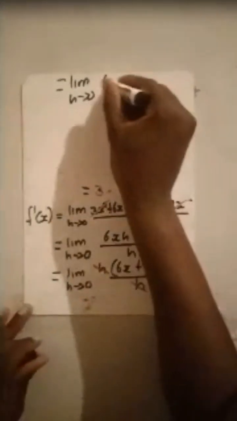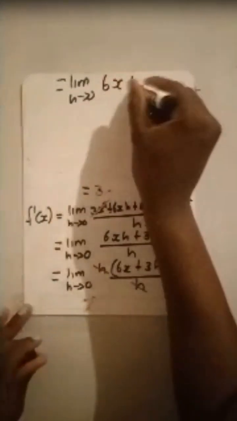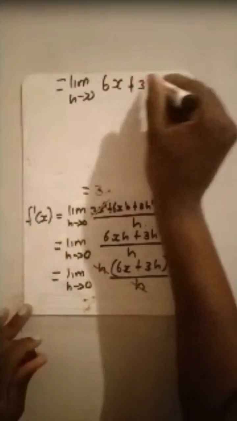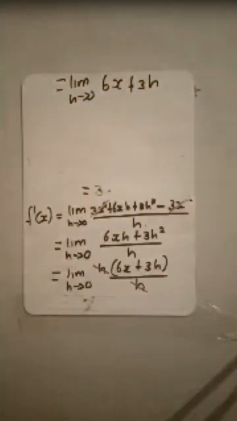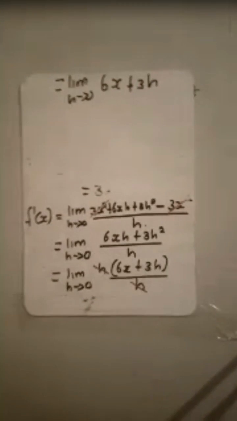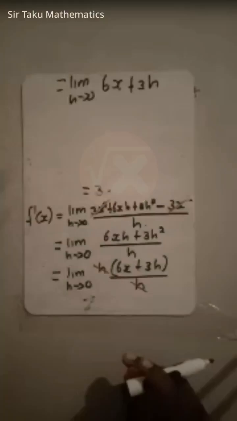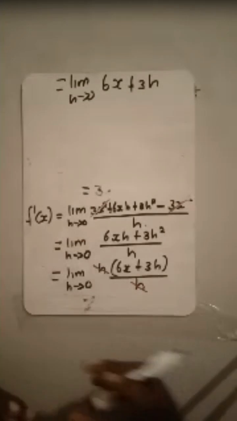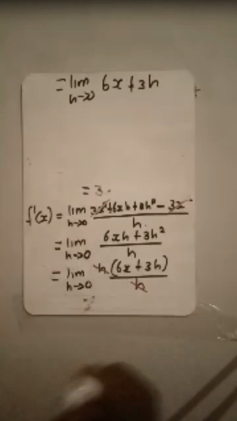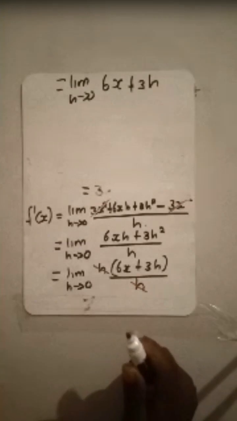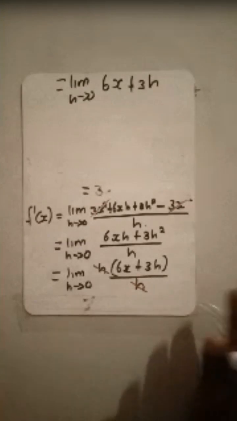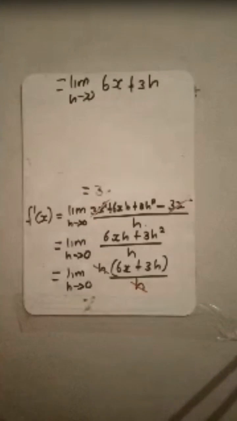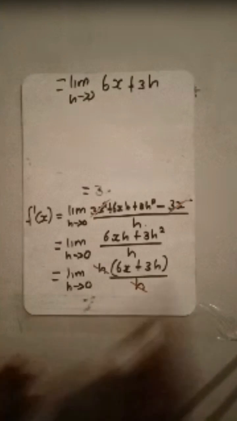We are now left with 6x plus 3h, right? When I was introducing you to the formula, I indicated h tending to 0, h becoming smaller and smaller. h is the distance between x and x plus h. When it becomes smaller and smaller, the line segment becomes a what? It becomes a tangent, right?